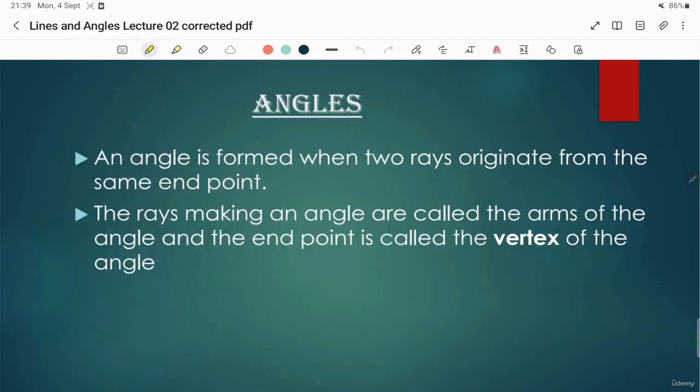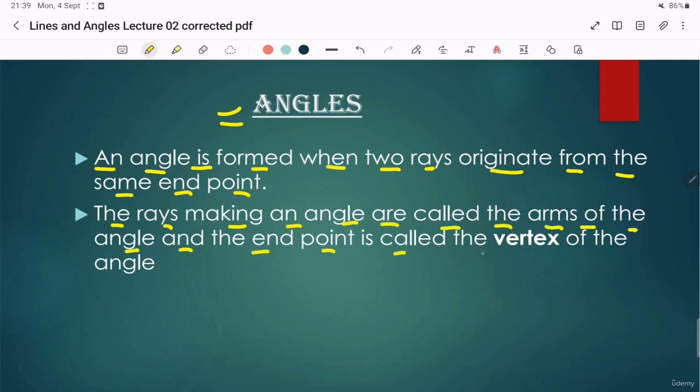Hi everyone. Today we will study about angles. What are angles? An angle is formed when two rays originate from the same endpoint. The rays making an angle are called the arms of the angle, and the endpoint is called the vertex of the angle.